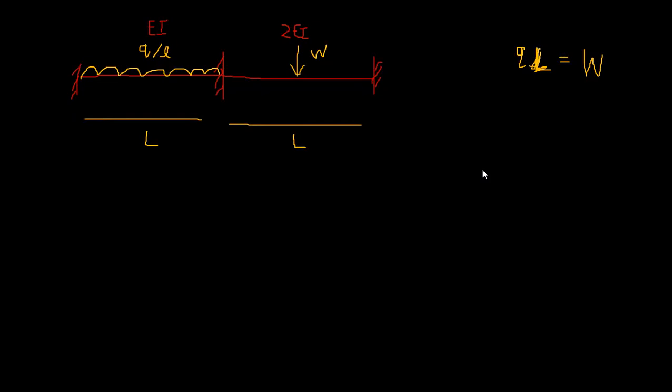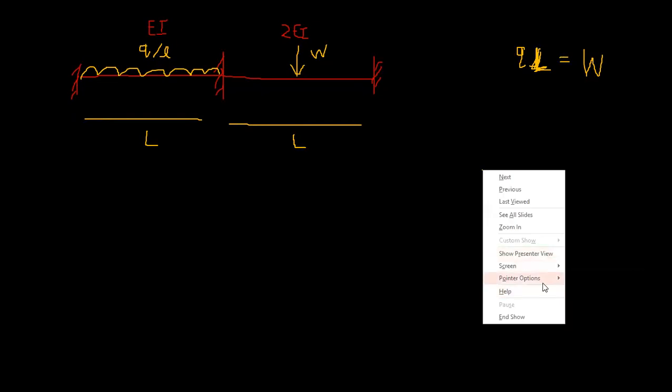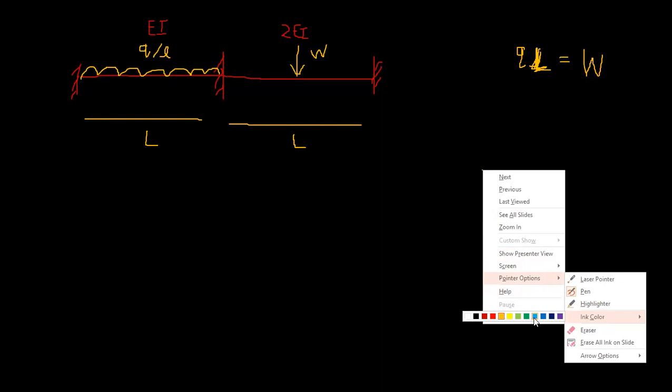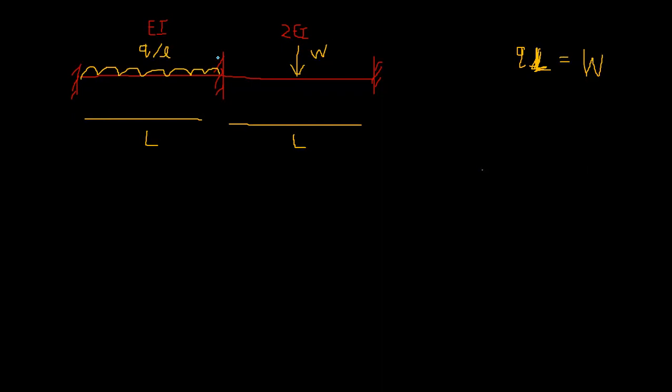So since these are fixed supports, it's more like individual spans, right? So this is fixed here. So there will be a reaction of this much. It's going to be QL over 2. This is going to be W over 2, right? This is going to be W over 2, and here as well.